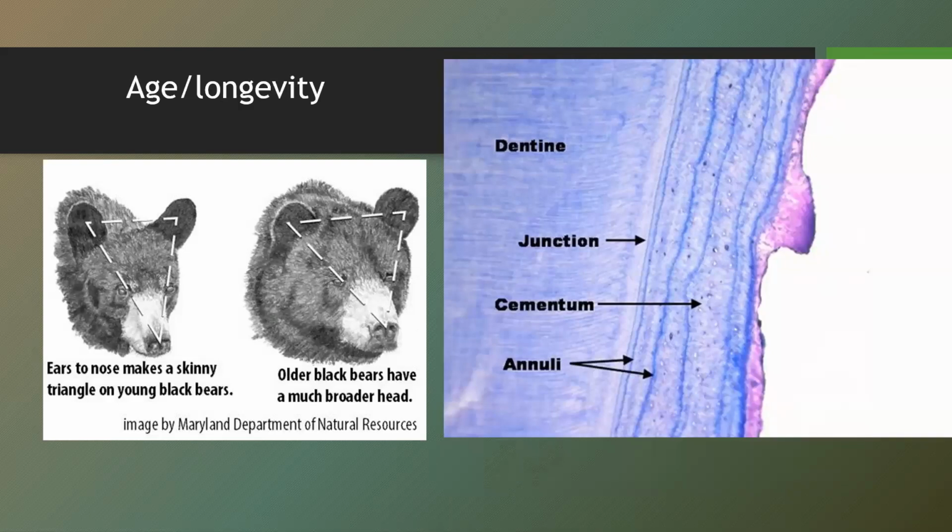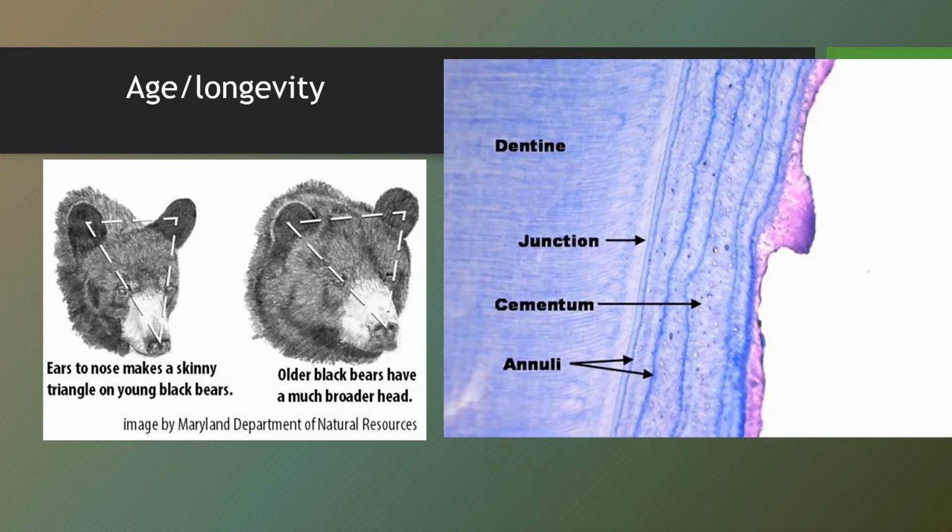When you look at a black bear, or any bear actually, you can often say something generally about its age, as in it's a young animal or it's an older animal, by its overall head structure. So look here, this bear has a very pointy triangle, indicating it's a younger bear, and this bear has a broader head, and so the triangle is not quite as pointy. So that could give us age classes in general.